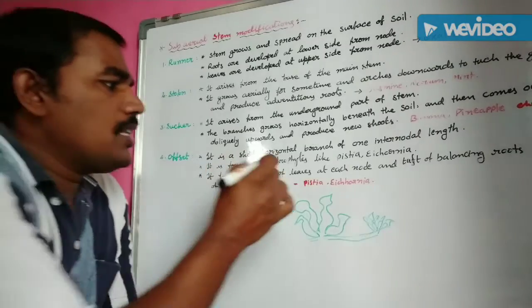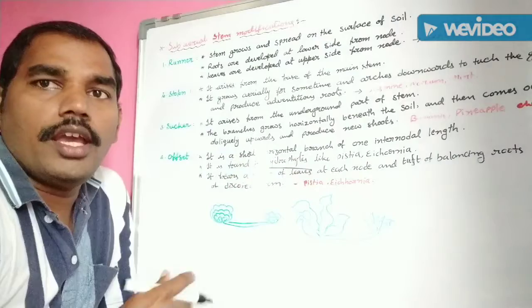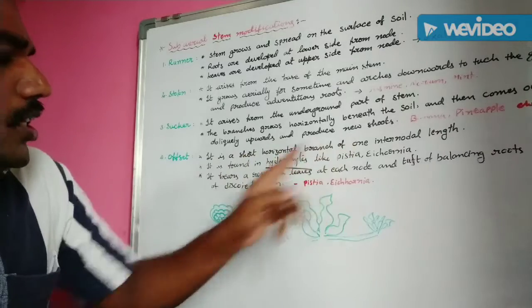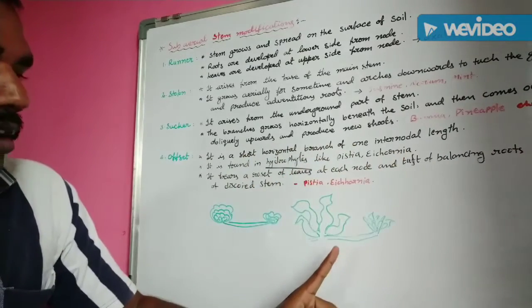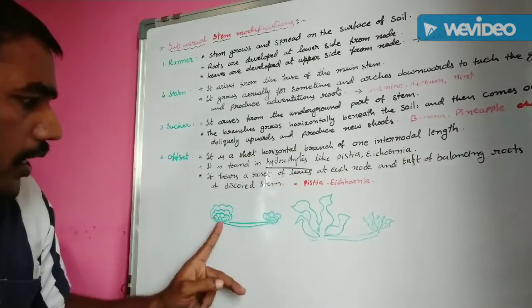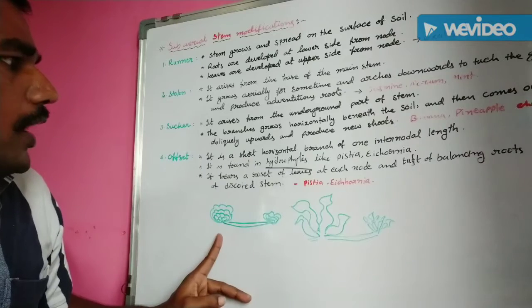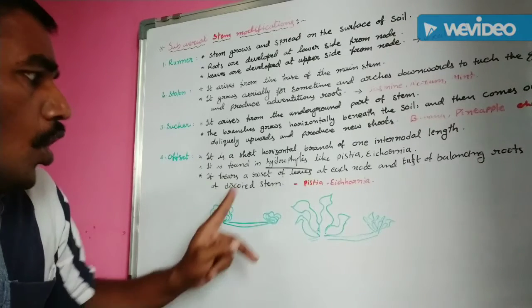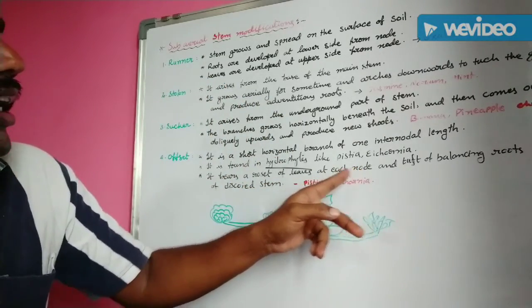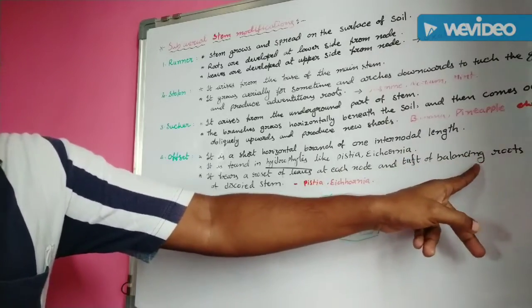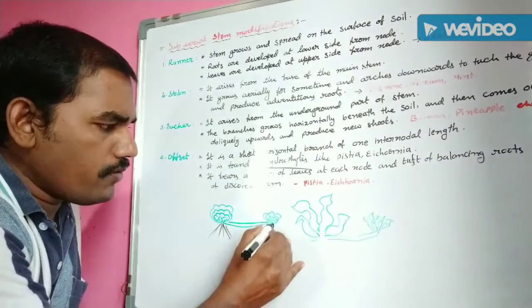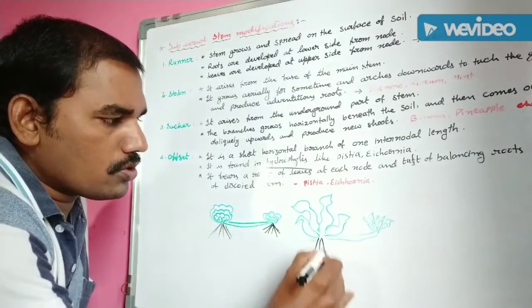Next one. It is found basically in hydrophytes, aquatic species, freely floating organisms, like Pistia, this one is Pistia, and Eichhornia, this one is Eichhornia. It bears a rosette of leaves at each node. Each node of these hydrophytes consists of a rosette of leaves and a tuft of balancing roots.